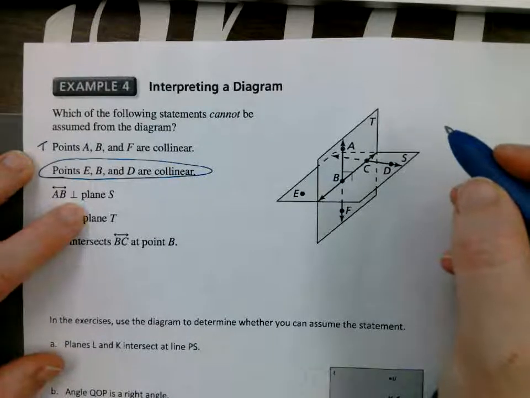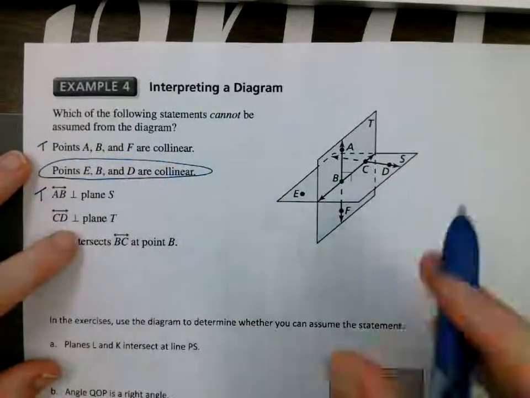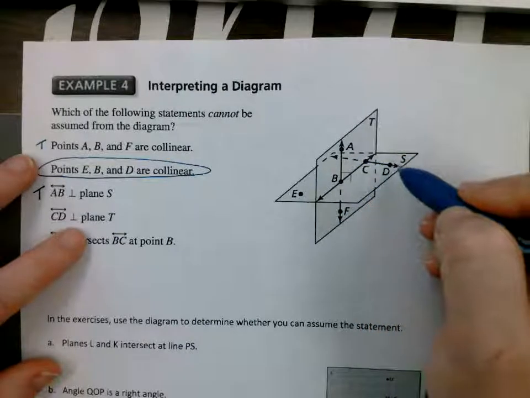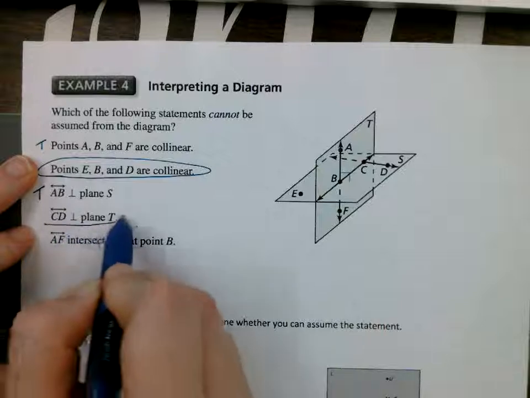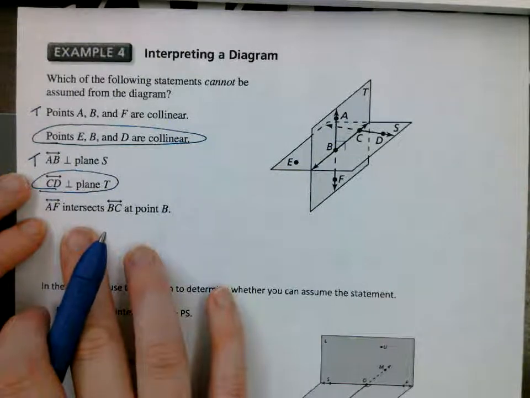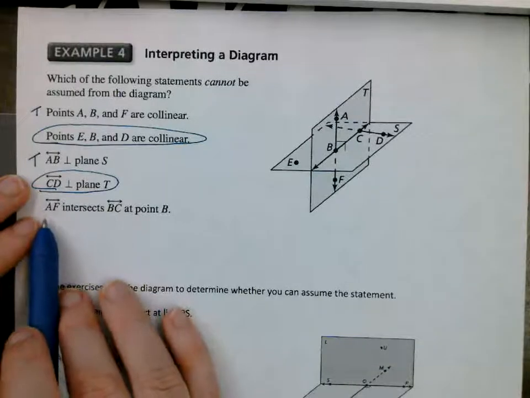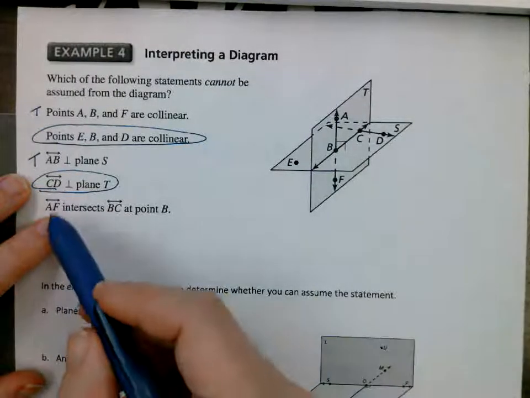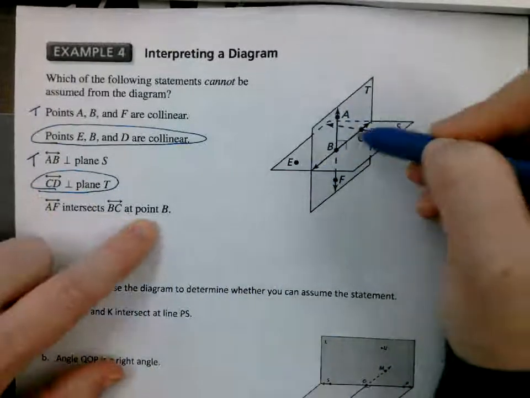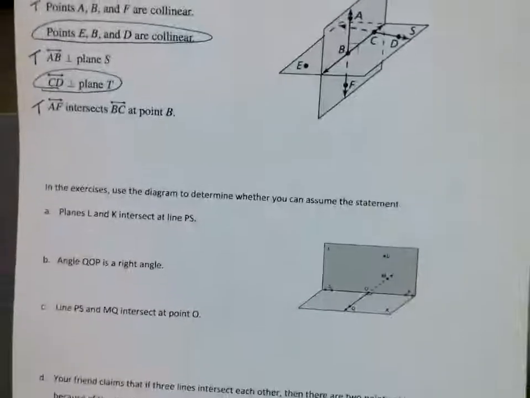Line AB is perpendicular to plane S. So AB is perpendicular to S would be true. Line CD is perpendicular to plane T. That one I do not know because there's not a 90-degree angle there. Okay, so that one would be one of the ones I cannot assume. Okay, and segment AF, line AF, so AF right here, intersects line BC at point B. That one is true as well. Okay, so there's just those two that you cannot determine.